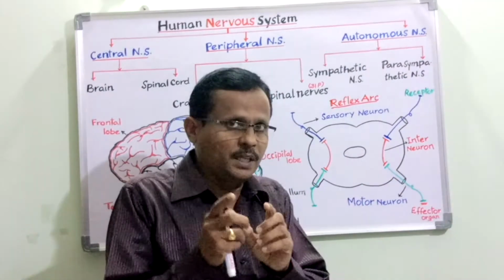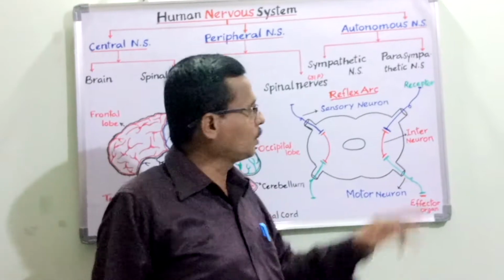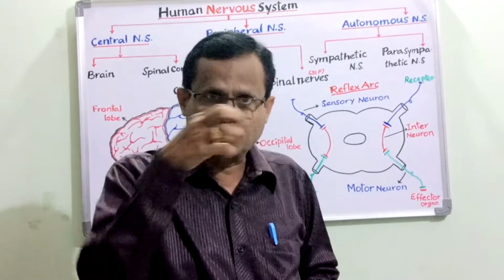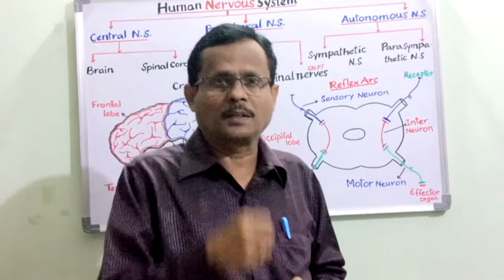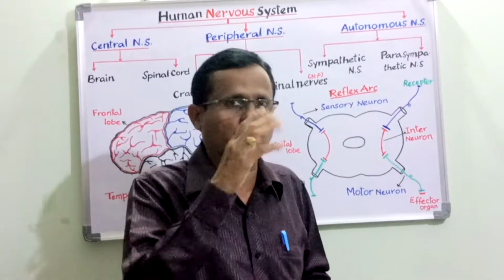This response is taken to the effector organ. It need not be the same for the receptor and the effector. So receptor means the place where the stimulus is absorbed or taken in, whereas the effector organ is the organ which shows the response.